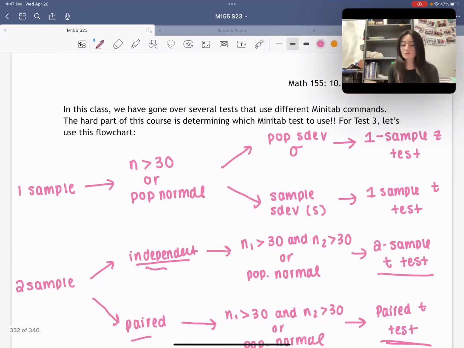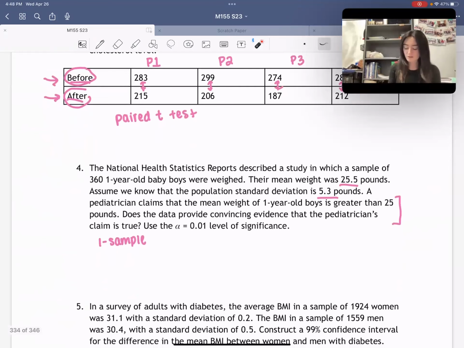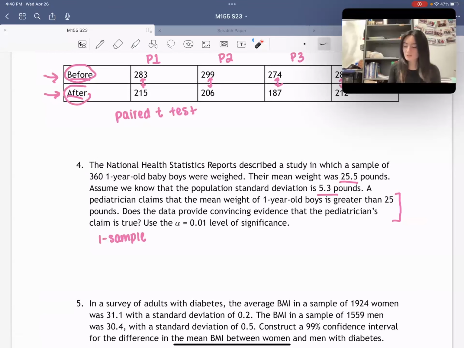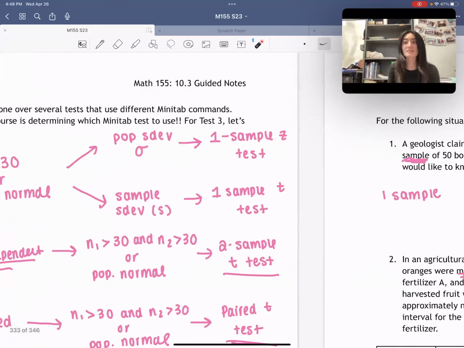Looking at our flow chart, if we have one sample, we have to decide if we're given the population standard deviation or the sample standard deviation. So all we care about here is the standard deviation. Let's see which one we're given. Standard deviation is 5.3 pounds. It literally tells us in the question that this is the population standard deviation. So since it says population standard deviation, looking at the flow chart, we're using the one sample z-test.